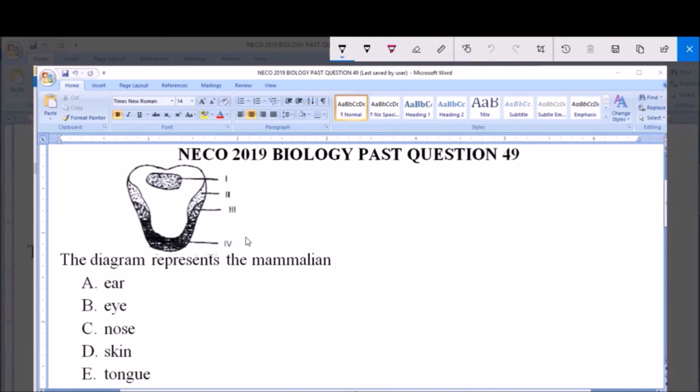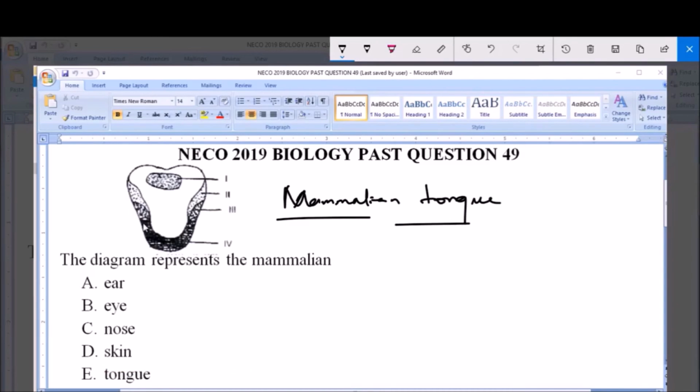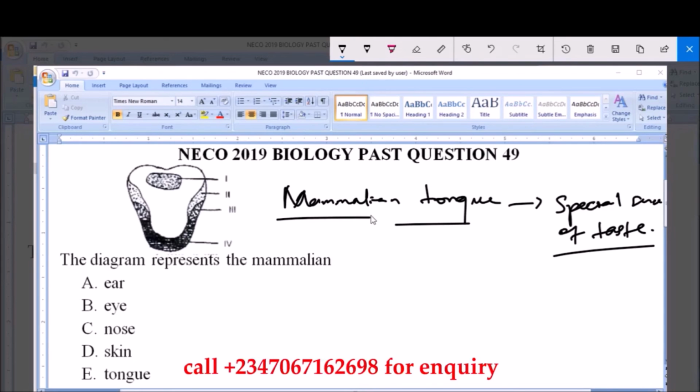Now looking at this diagram, you see that this diagram actually represents the mammalian tongue. Like we know, the mammalian tongue is responsible for the special sense of taste. That is, the mammalian tongue is that organ in the body that enables us to taste. So this diagram represents the diagram of the mammalian tongue, and that is option E.